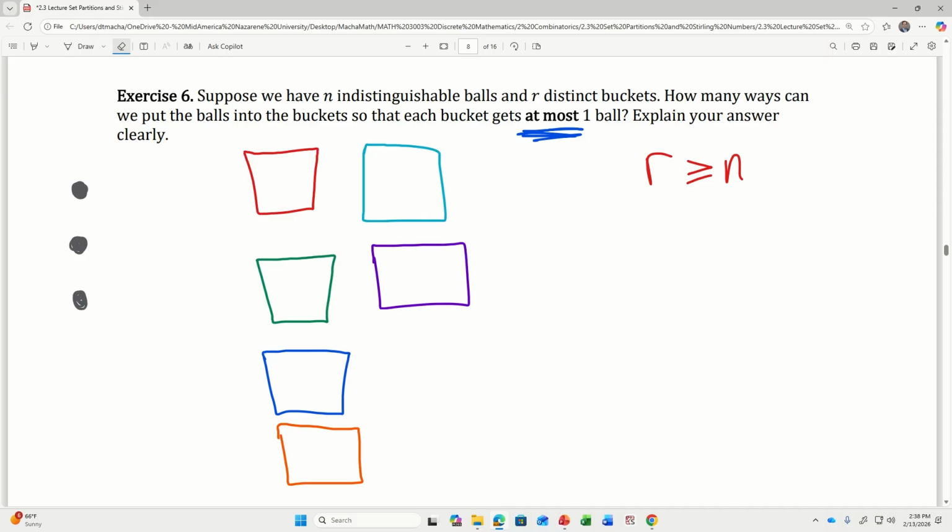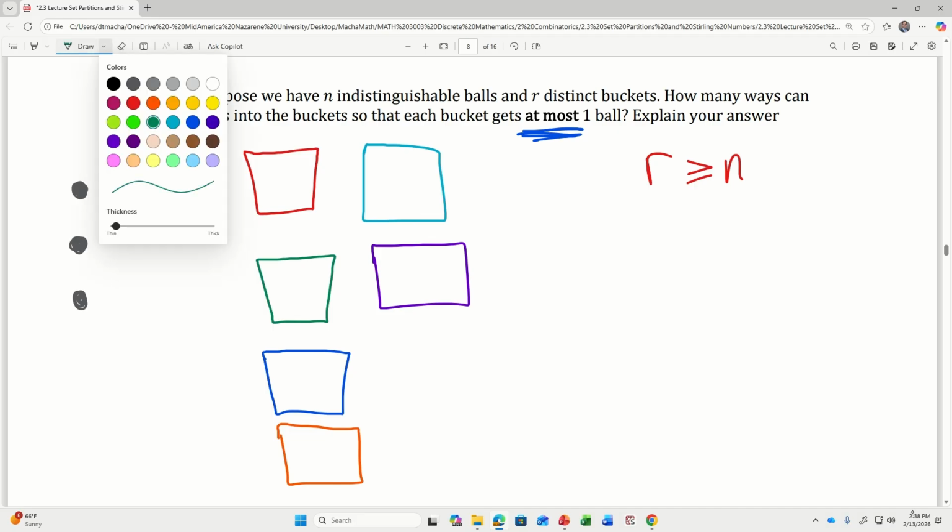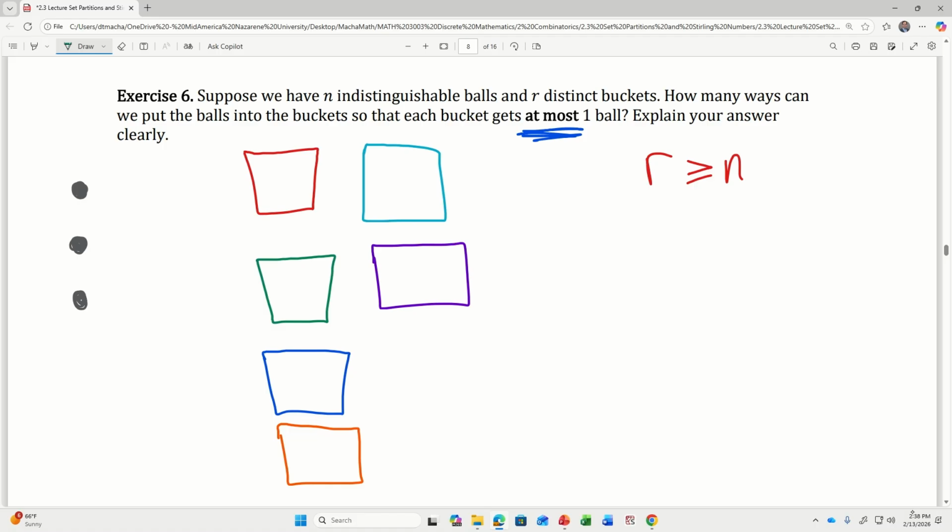Is it just n factorial? R choose n. Oh, he said r choose n, so I think it would be r choose n. No, is it r factorial over r minus n factorial? I think this is r choose n.